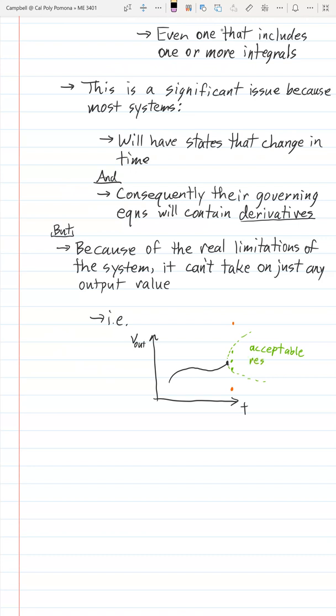Response values at some particular time out. And of course, the whole point is that these are clearly unacceptable. Let me wrap that around here. And so these are unacceptable.